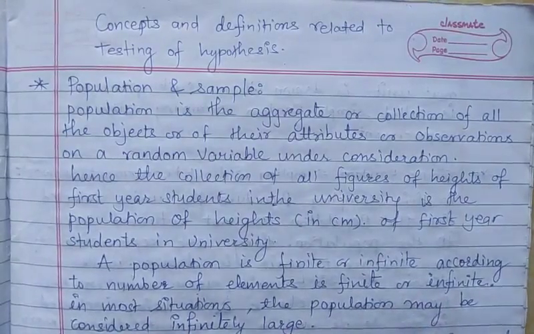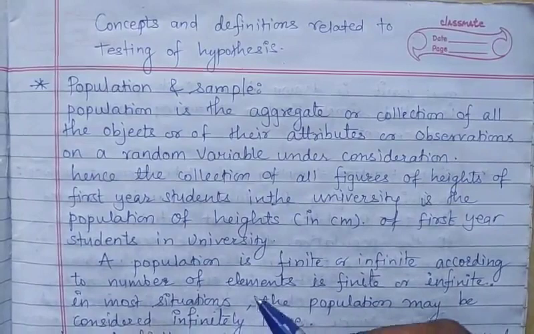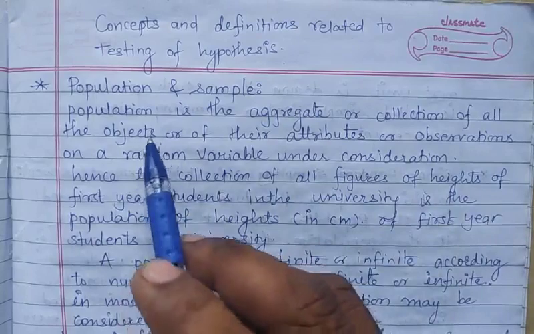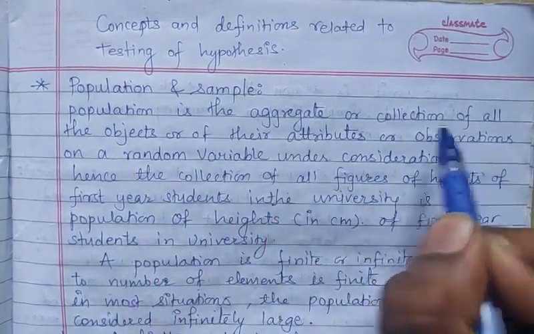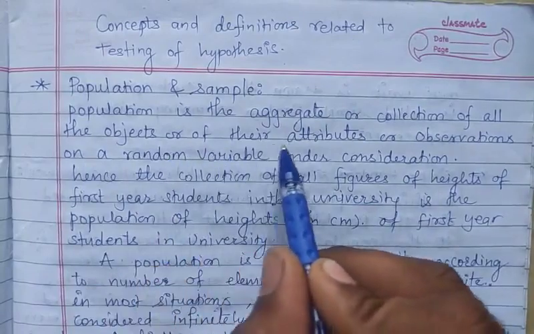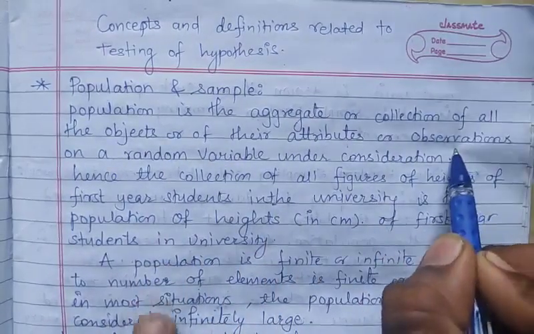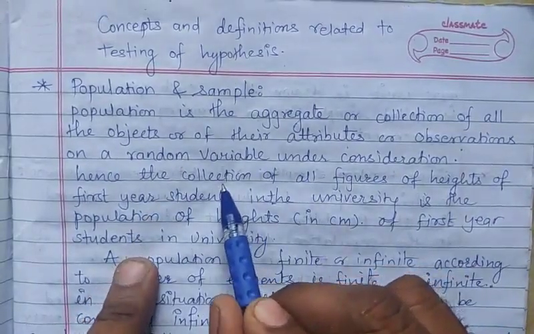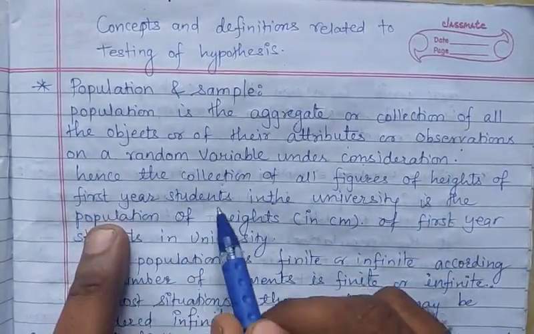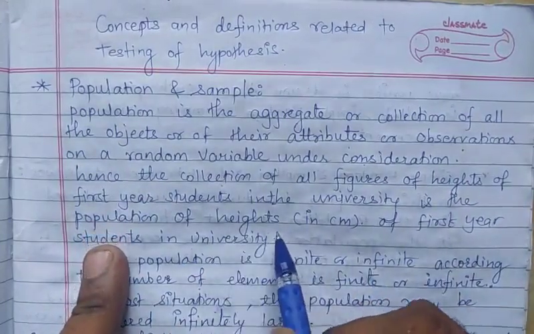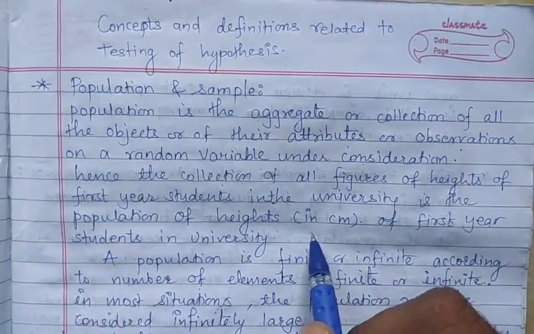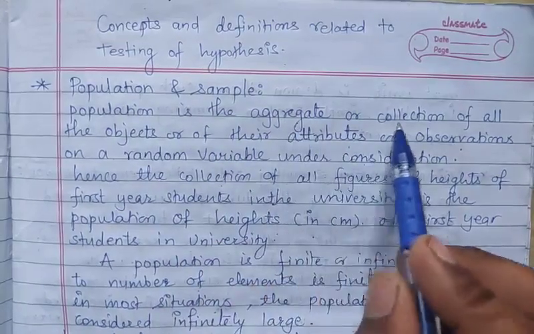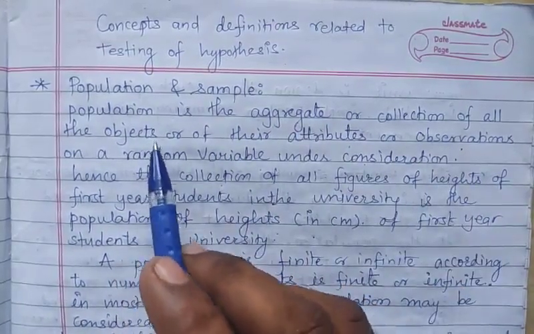Okay, now let's see first, population. What is meant by population? Population is the aggregate or collection of all objects, or of their attributes or observations on the random variable under consideration. Hence the collection of all the figures of heights of first year students in the university is the population of heights in centimeters. That's an example of population. So remember this: population is the aggregate or collection of all the data of an object.